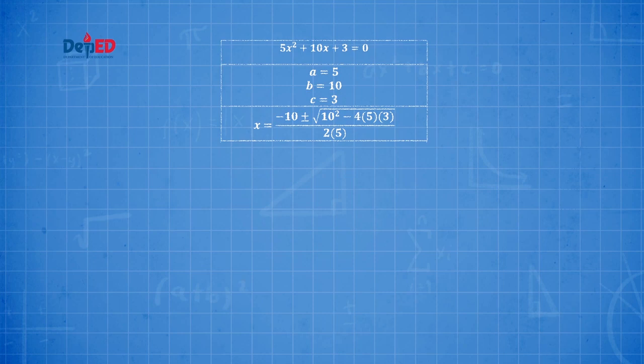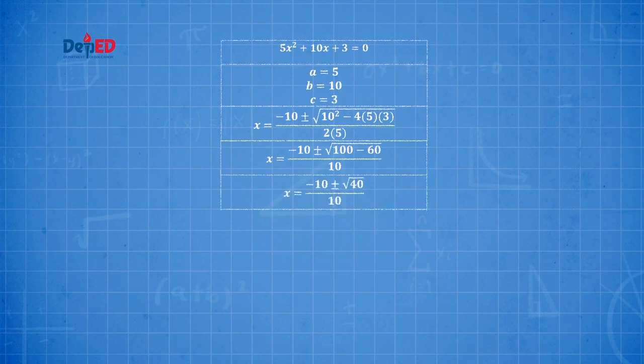Then, we simplify. What appears now under the radical sign is 100 minus 60, since 10 squared is 100, and this is decreased by the product of 4, 5, and 3, which is 60, while the denominator is simplified as 10 because 2 times 5 is 10. 100 minus 60 is 40.